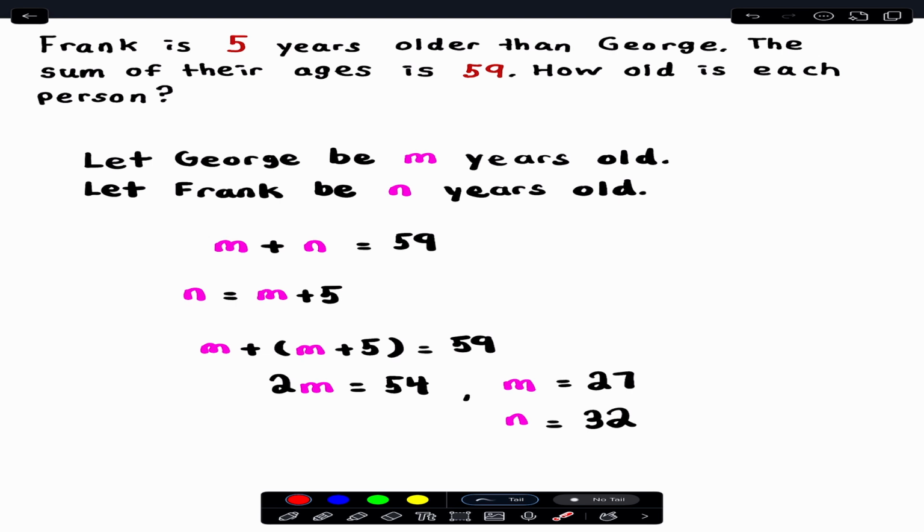And now we do a check. 27 plus 32 is 59. So that works. M stands for George and N stands for Frank. 32 is 5 greater than 27. That translates to Frank is 5 years older than George. Yes, that also checks out. Now, we know we have the correct numbers, so let's just write out our final answer nicely.